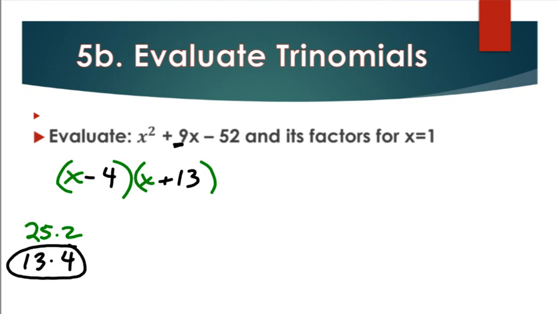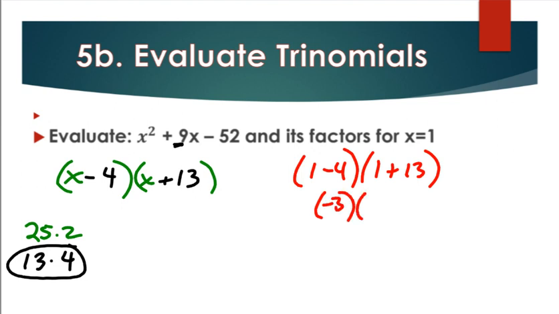Now to evaluate this, let's put 1 in for x. So 1 minus 4 times 1 plus 13. 1 minus 4 is a negative 3. 1 plus 13 is 14. So negative 3 times 14 gives us a negative 42.